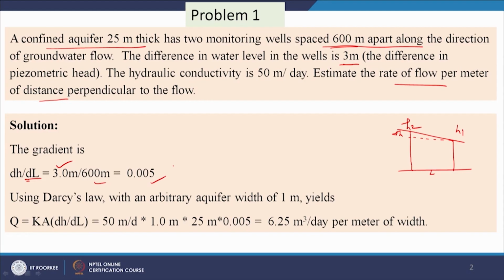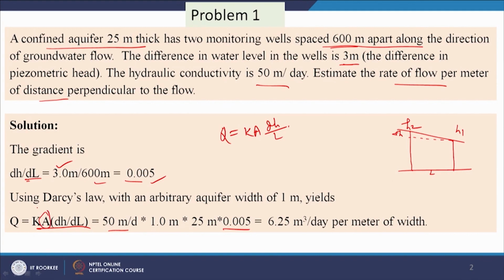Now, what we need to calculate is the flow rate, that is Q. Q is equal to K into A into dH by dl. K is given as 50 meter per day, and dH by dl we have calculated. Now, we have to get the value of A. How can we get the value of A?